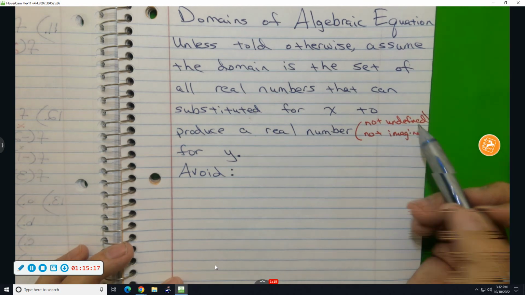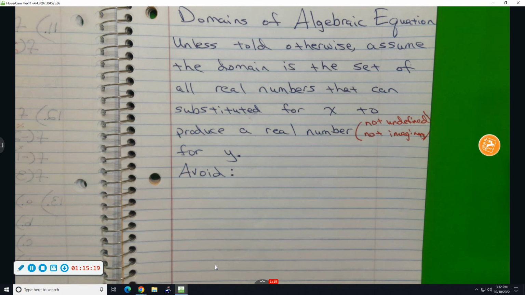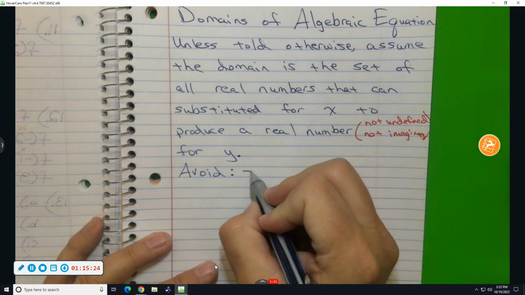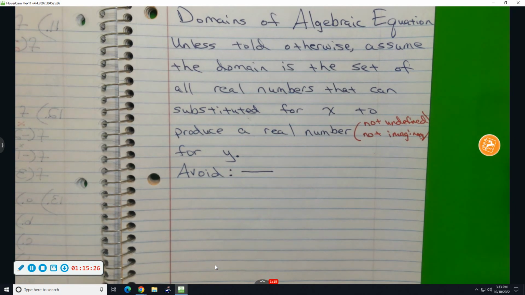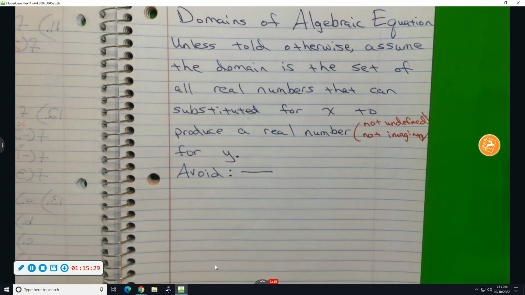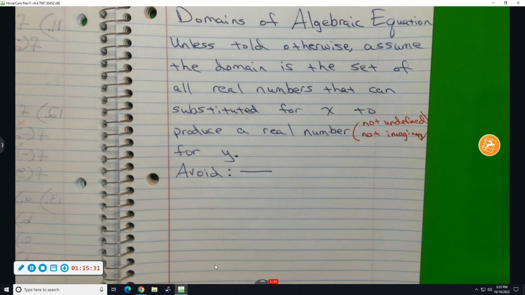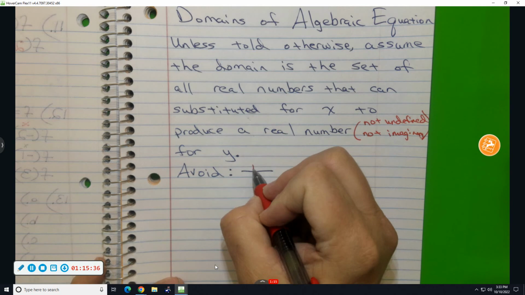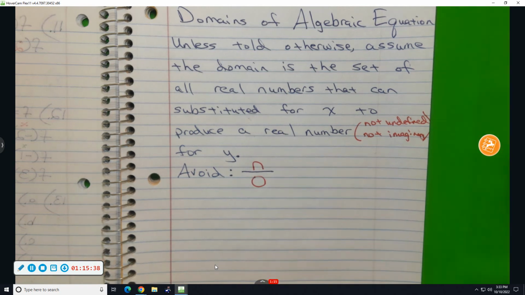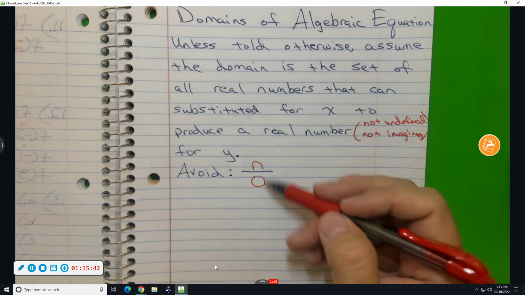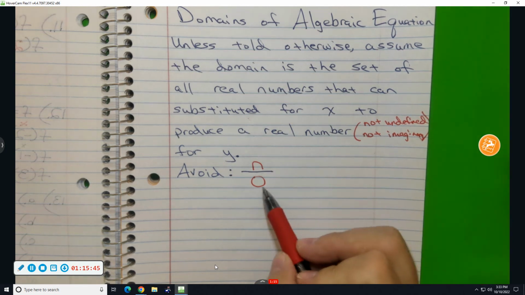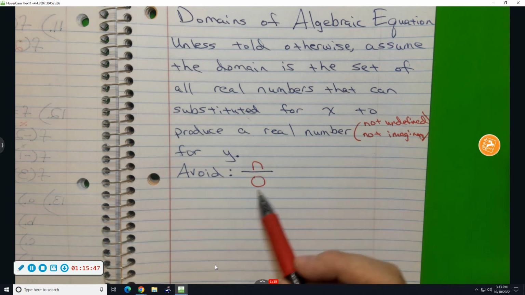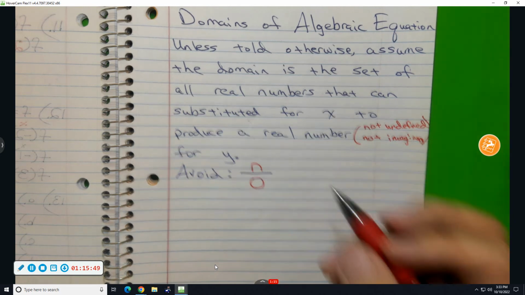Undefined results. When does that occur? I'll get us started. It involved a fraction. When is a fraction undefined? Remember my little trick? A number divided by 0. What does that say? No, you can't do that. You can't have a denominator of 0. You want to avoid a denominator of 0.